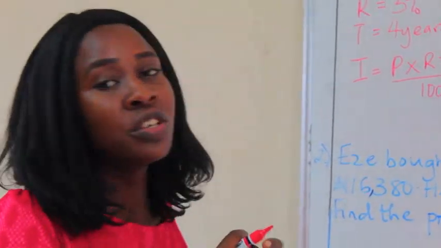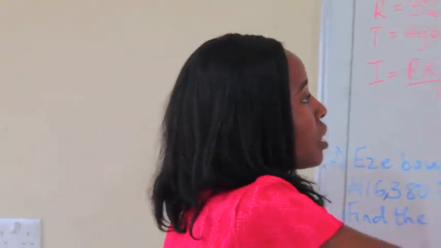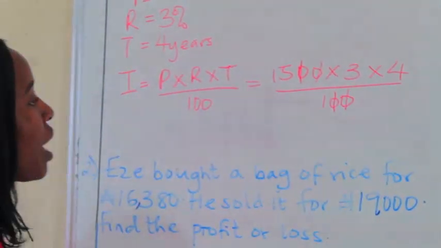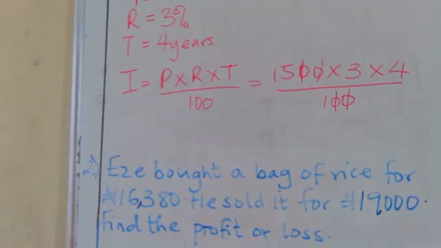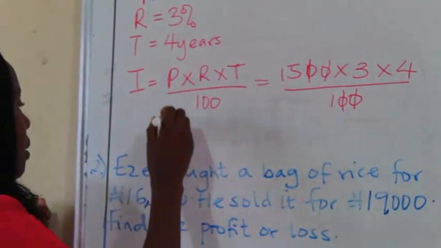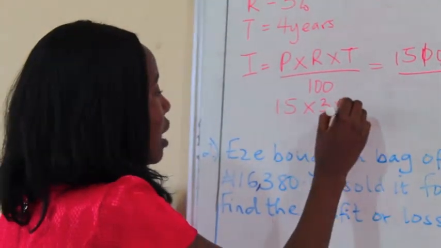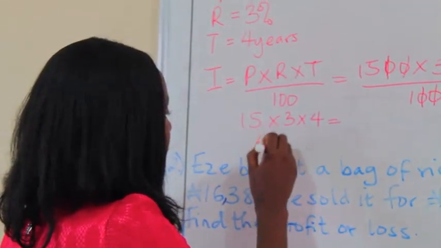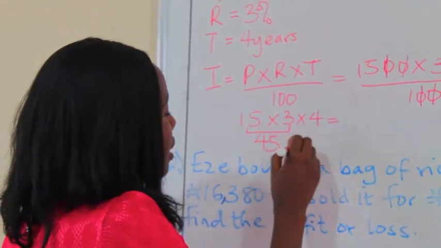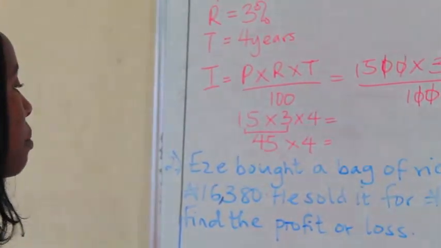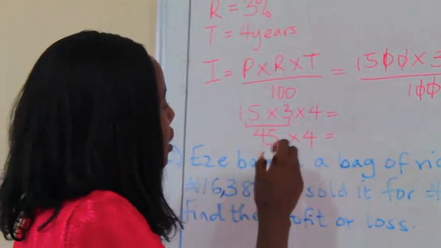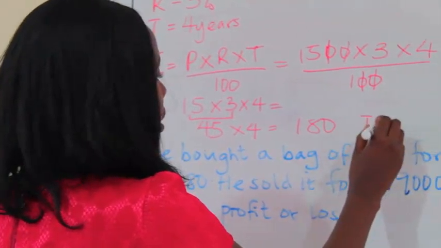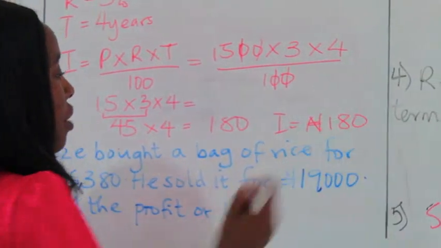Now we'll be reducing this to the lowest term to make it easier for us. This zero will cancel this zero. This second zero will also cancel this. And then we are left with 15 times 3 times 4. 15 times 3 is 45. And then 45 times 4 is 180. So the simple interest, I, is equal to 180 naira.